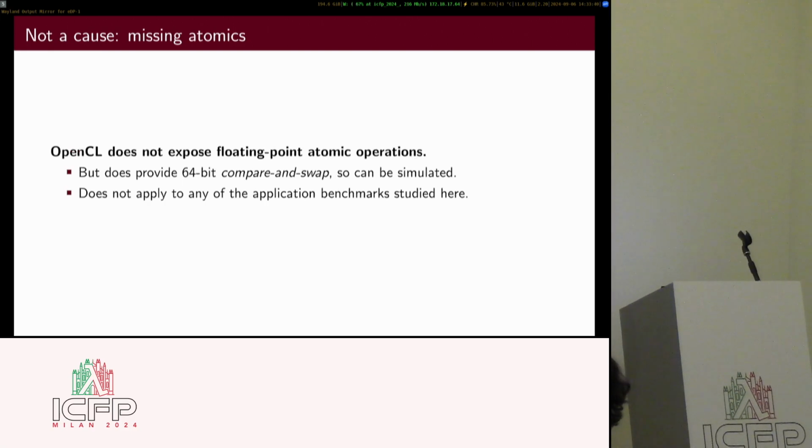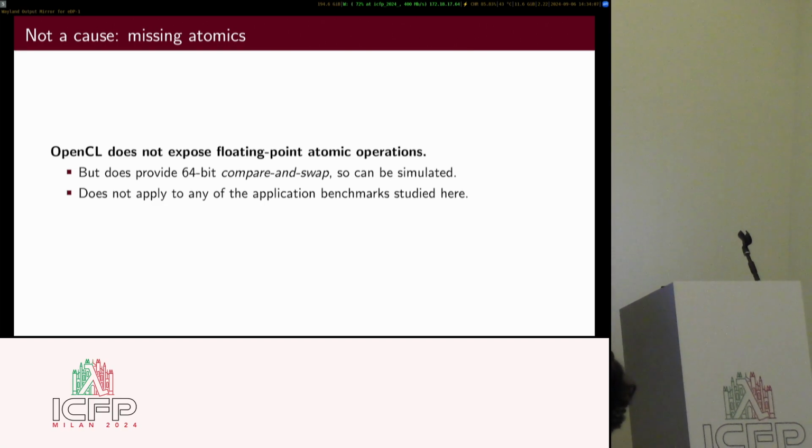Right, a final cause, which isn't really a cause, but I want to mention for completeness. None of the programs I've looked at for this paper encounter this, but OpenCL does not expose floating point atomics, although CUDA does, and so does HIP for that matter. You can simulate them using compare and swap operations, but that is, of course, slower. So if you have a program that depends on this, it will run slower with OpenCL because these operations have to be simulated.